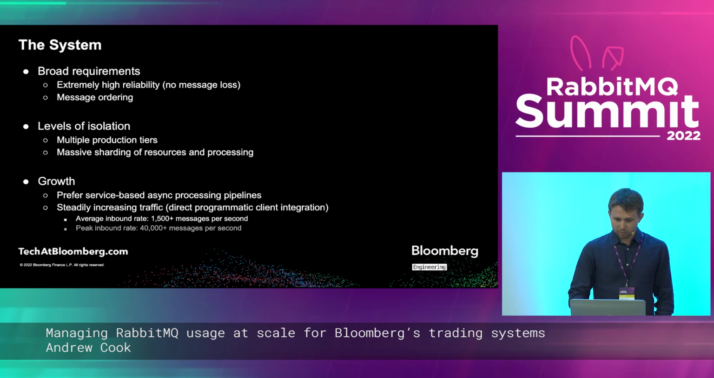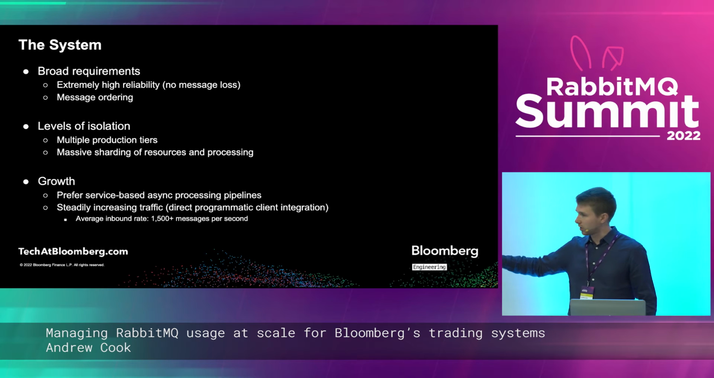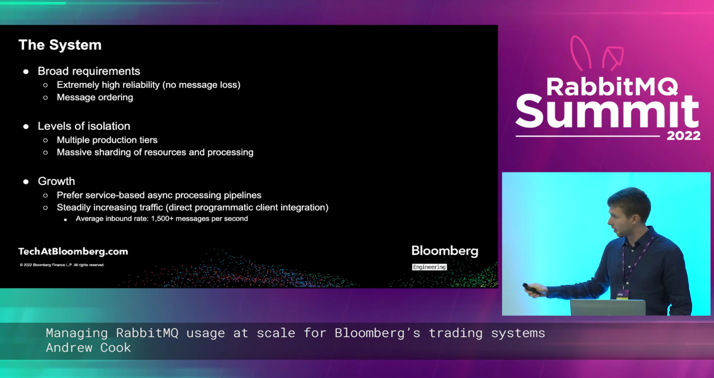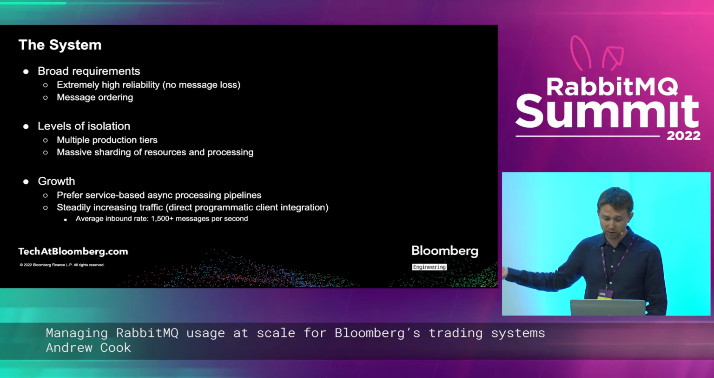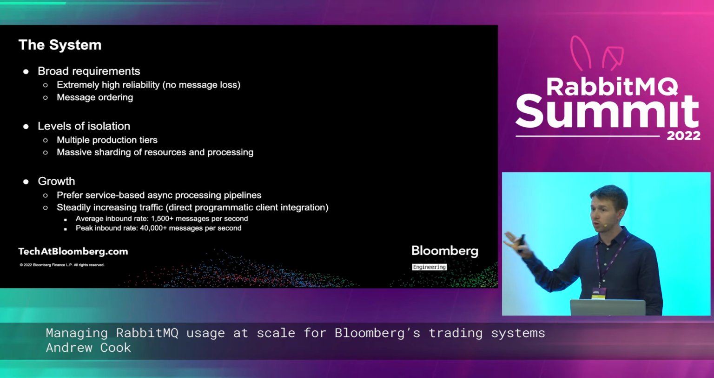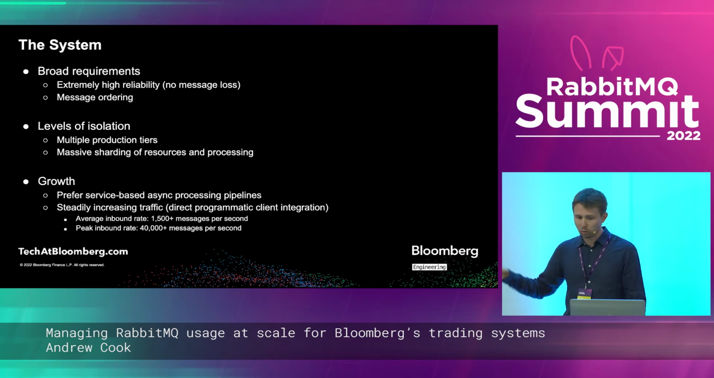So now the fun part. Just to give you an idea of scale, in terms of actual throughput, we're not massive, because trading data is still not as massive as you would think. Our average inbound rate of messages across our system is over 1,500 messages per second. We do have a lot of bursty behavior though. So our peaks, which happen quite frequently, are more around 40,000 messages per second.